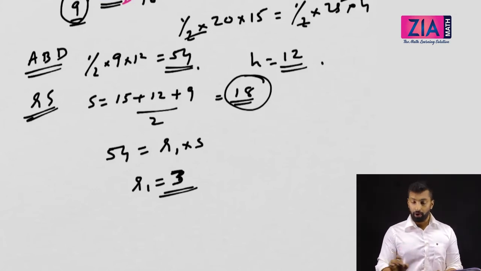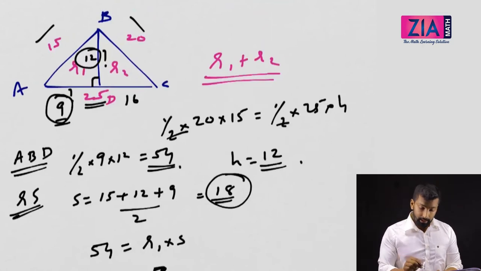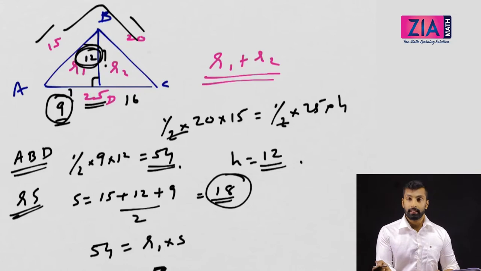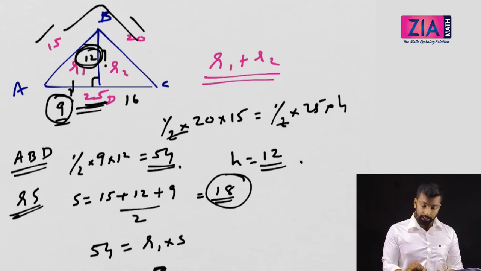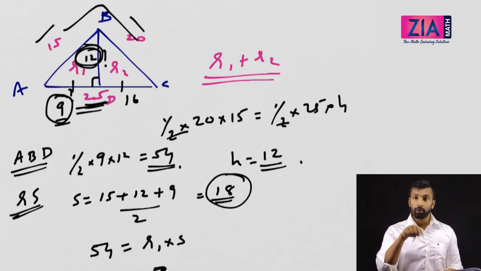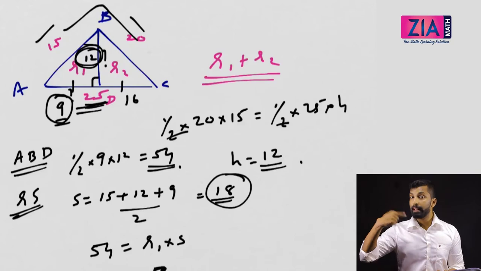I hope this is clear. What we have done, very simple. See, we got the height. How we got it? Just by equating this area, right? Half into 15 into 20 we know, and we equated with this. We got height. See, after getting height, we got these two lengths. Then by using that, we can find the individual areas of the individual triangles, and we can equate with R1S.